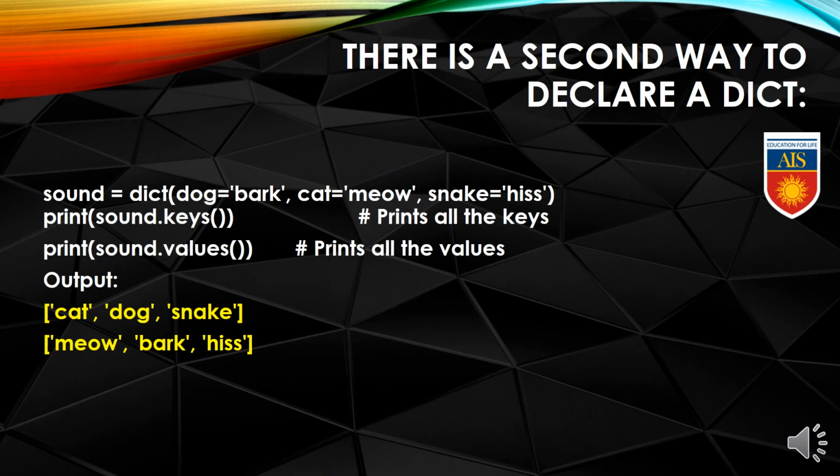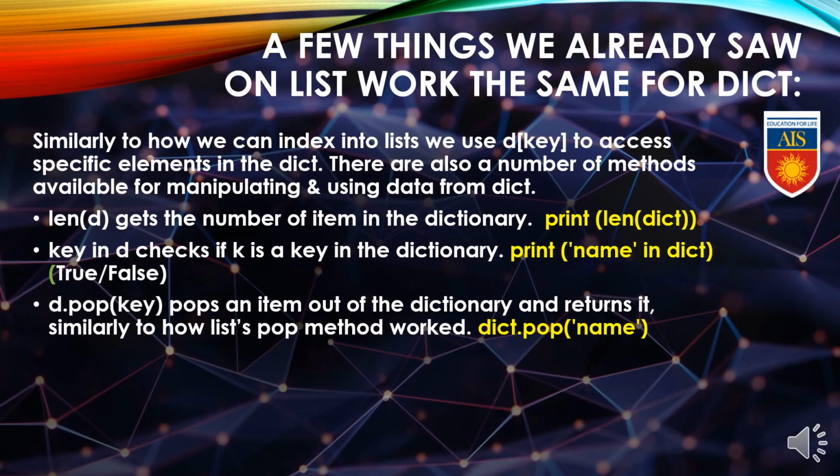There is a second way to declare a dictionary. So now we will see how we can declare a dictionary in another way. sound equals dictionary, then dog equals bark, cat equals meow, snake equals hiss. So print sound.keys. It will print all the keys. Print sound.values. It will print all the values. And in the output, first we will get the keys like cat, dog, snake. Next we will get the values meow, bark and hiss.